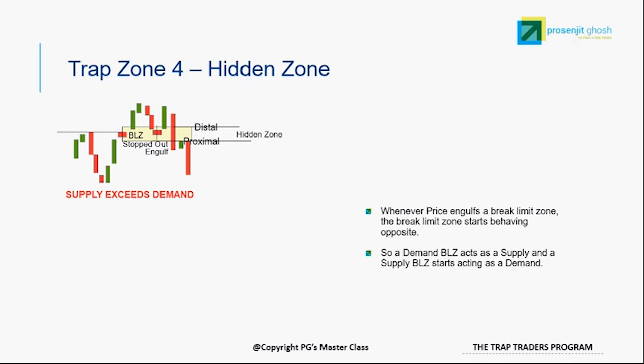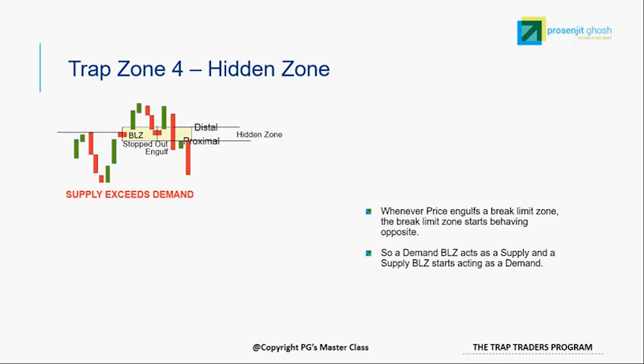Now one thing, there are 4 structures, right? Rally base rallies, drop base drops, rally base drops, and drop base rallies, right? But not all price structures become hidden zones. This is one very important thing you need to remember. Not all price structures become hidden zones.